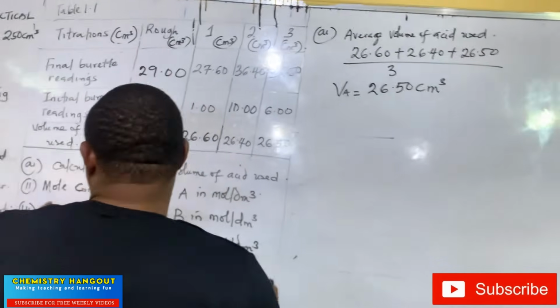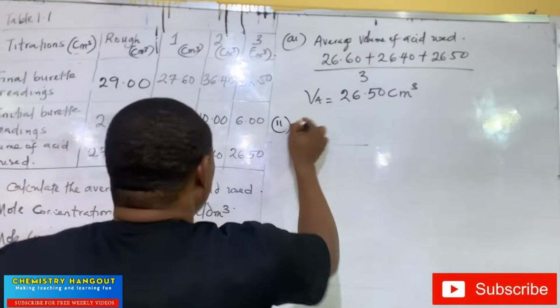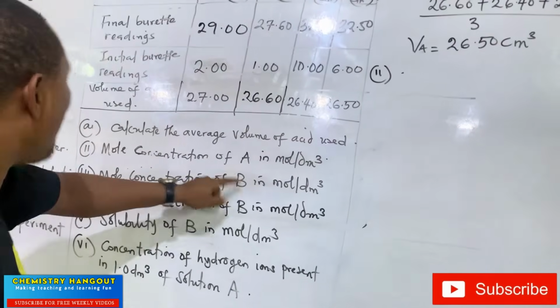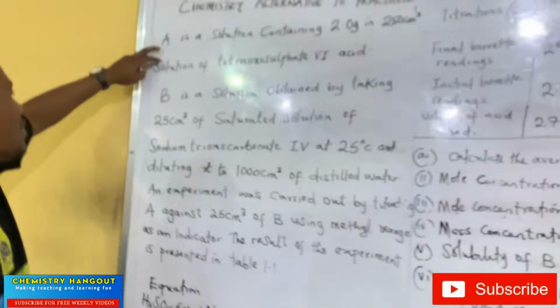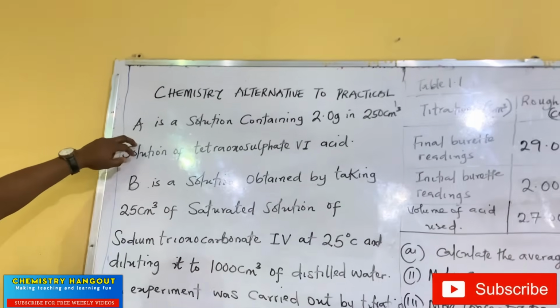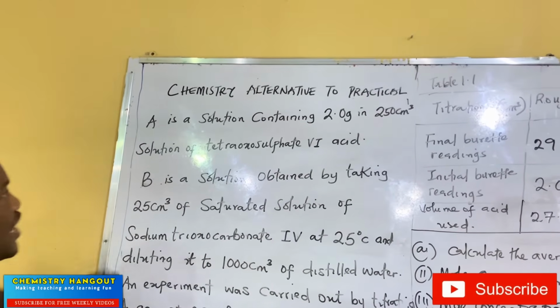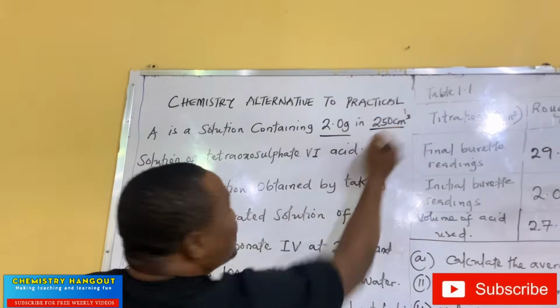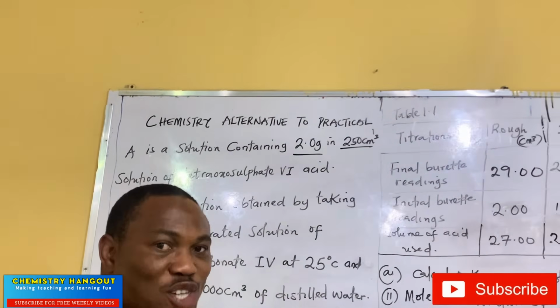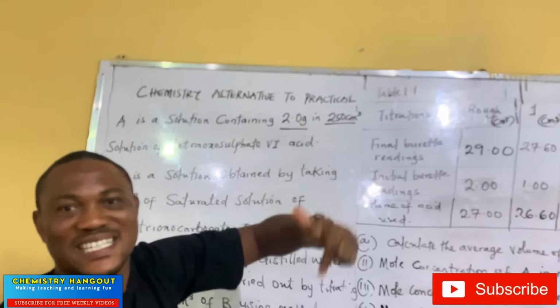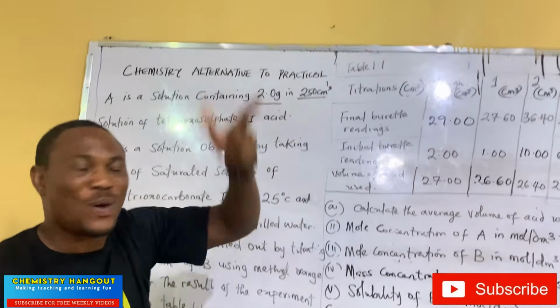So the next one is a 2. The mole concentration of A in mole per dm cube. Let's come to this place. Mole concentration of A in mole per dm cube. What is A? 2.0 gram in 250. Did you see something now? 2.0 gram in 250. And we have said the standard measurement. Did you remember? 1 dm cube. And what's 1 dm cube? 1000 centimeters cube.